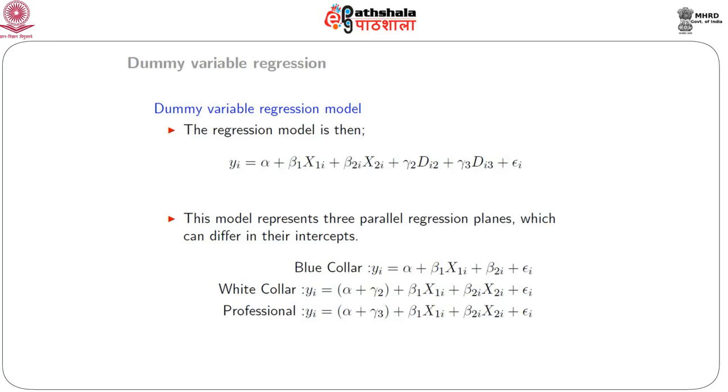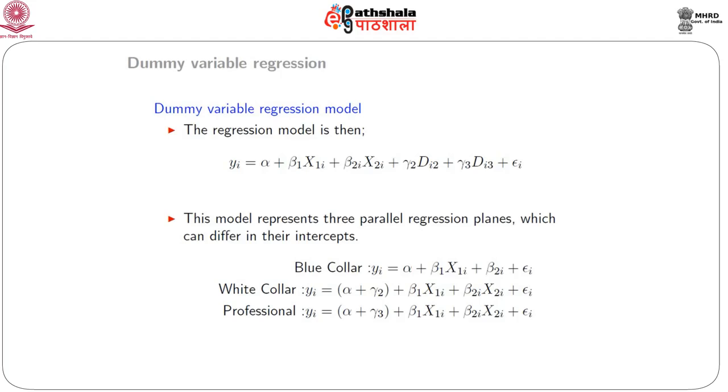So the regression model can then be written as y_i equals alpha plus beta 1 x_i1 plus beta 2 x_i2 plus gamma 2 d_i2 plus gamma 3 d_i3 plus epsilon_i, where x1 is income and x2 is education, the 2 continuous predictor variables that we included in the study. So this model describes 3 parallel regression planes which can differ in their intercepts. As we have seen before, inclusion of a dummy variable without an interaction term usually gives us parallel regression lines where the slopes are equal, but the intercept changes from the inclusion of one dummy variable to another.